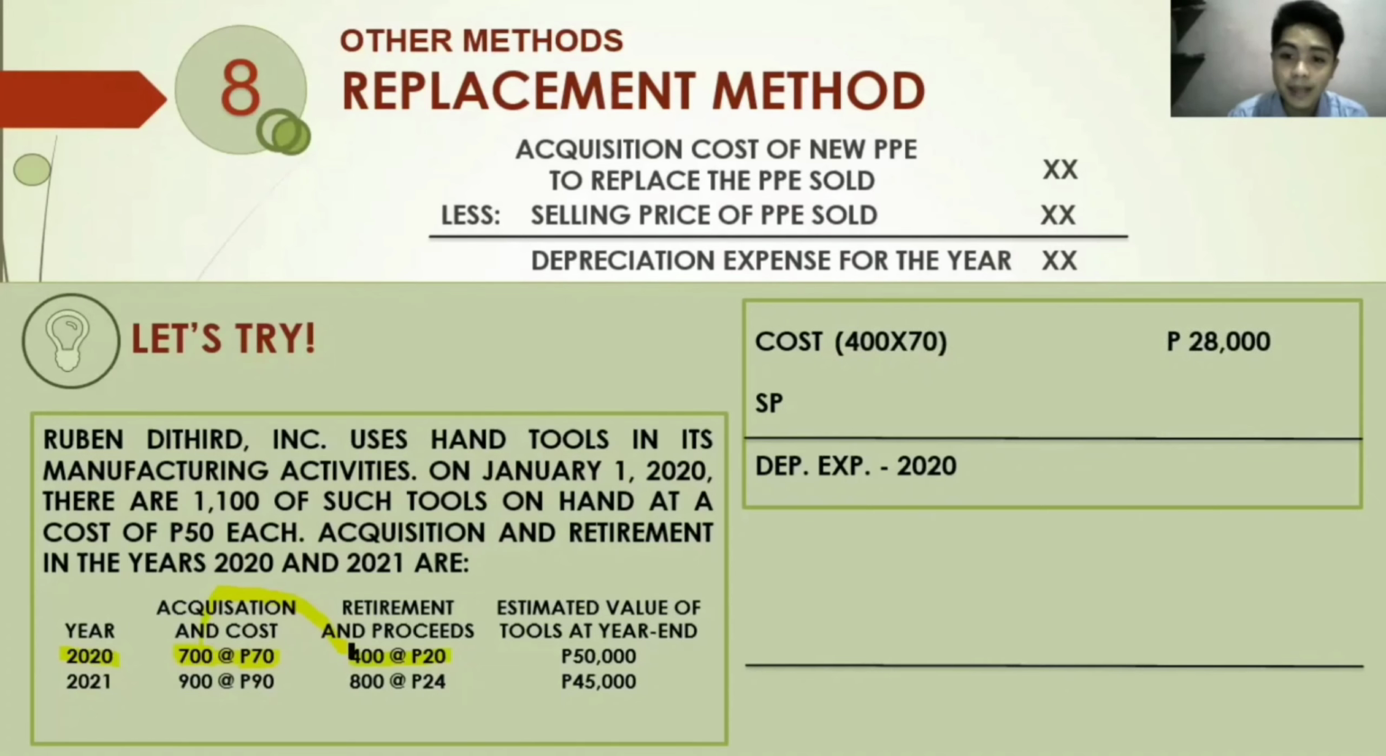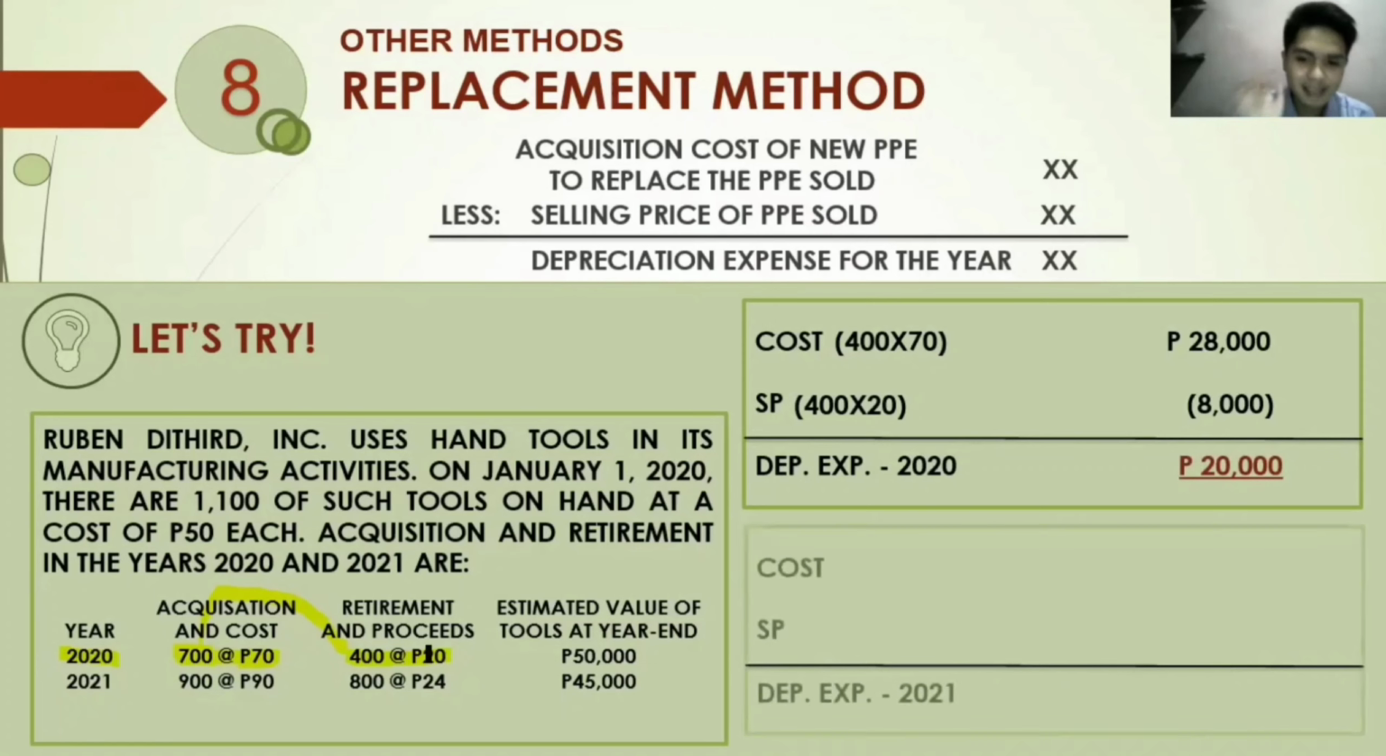8,000. Paano natin benenta yung 400 sa halagang 20 pesos? So 400 times 20. So 8,000. So 28,000 minus 8,000, the depreciation expense for year 2020 is 20,000. Ganun lang siya kadali, guys. So let's try sa year 2021 para mas maunawaan ninyo.